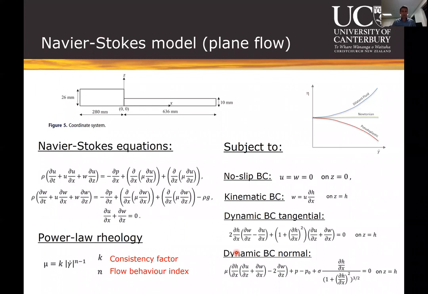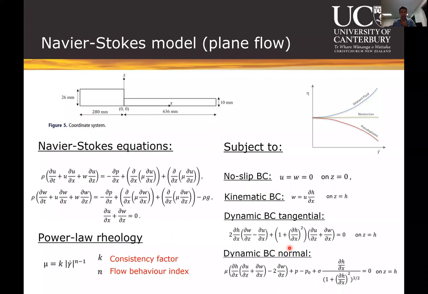So the model is what we've got here. There's nothing really new about it. This is the Navier-Stokes equations. So we've got our power law rheology, with our unknown coefficients k and n. And we've got obviously a free surface flow, so we need a kinematic boundary condition and a dynamic boundary condition, which are reported here in the tangential and normal directions.